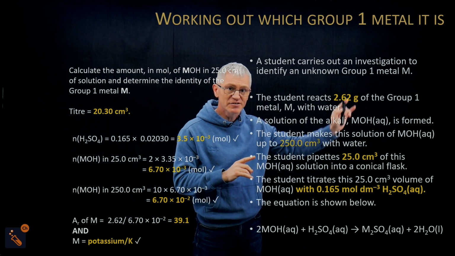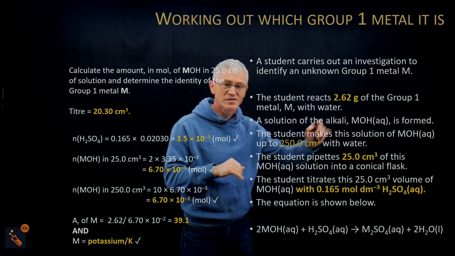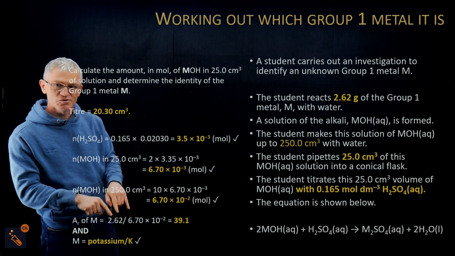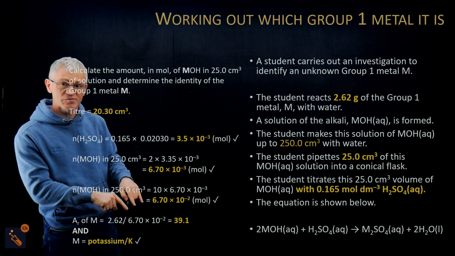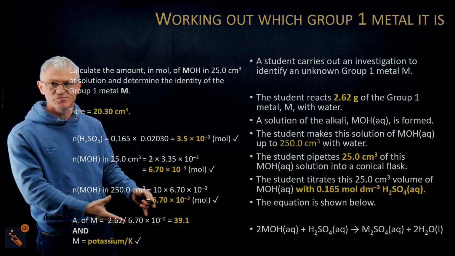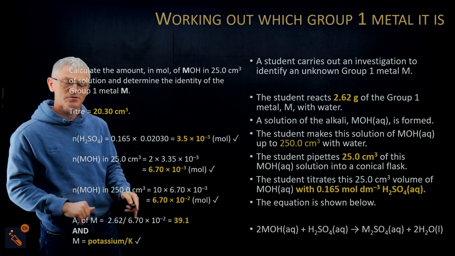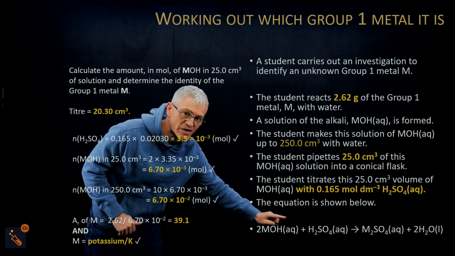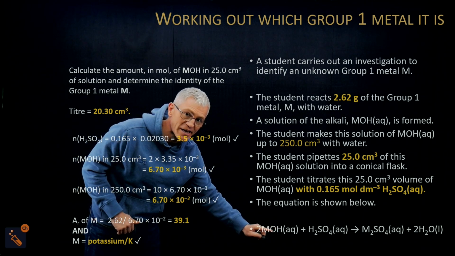Now, the metal at the start is 2.62. It's the metal, it's not MOH. So if the metal is 2.62, you divide it by the number of moles. Now, the number of moles is the same as the MOH. Now, why might you ask that? Why is the number of moles the same as the MOH?